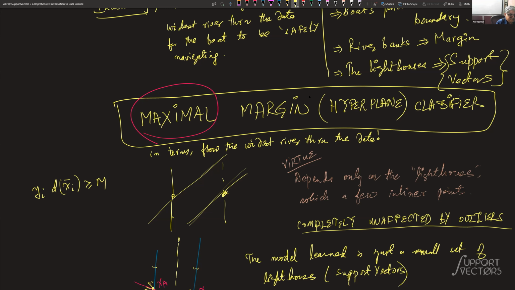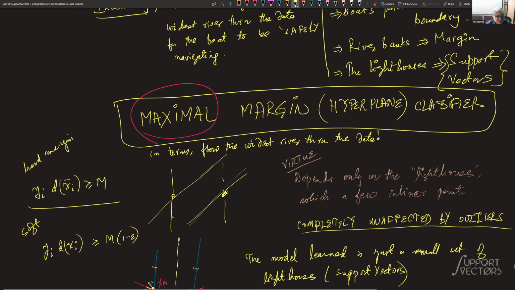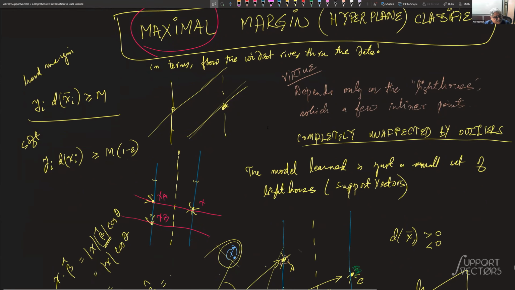This is the hard margin. In the case of a soft margin, you allow some latitude. You say the distance of xi is, if not greater than m, at least greater than m minus a small part of m. Greater than or equal to something like this, right? You relax it a little bit. It can be in the river, or you can have a few mistakes. Right. This is it, guys.